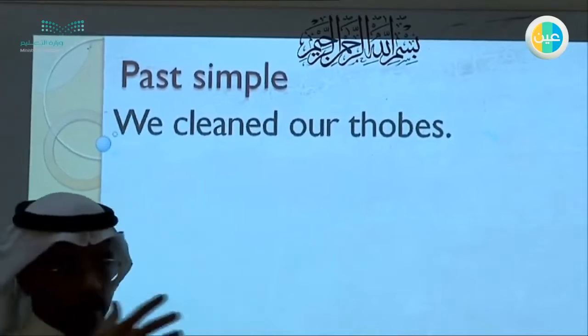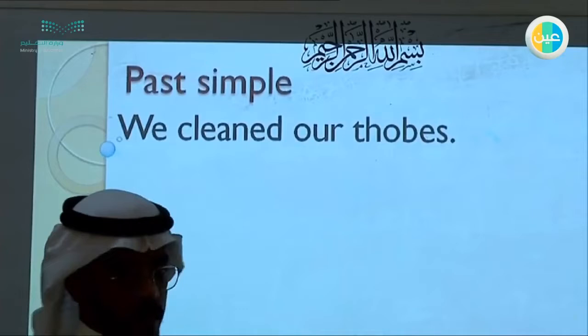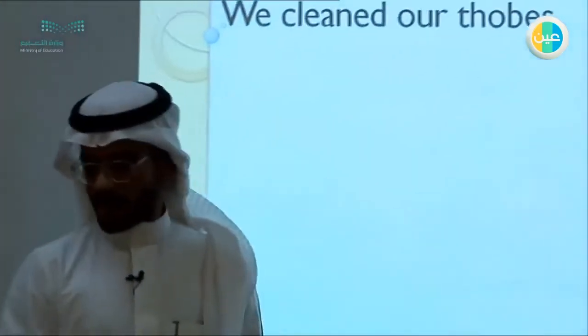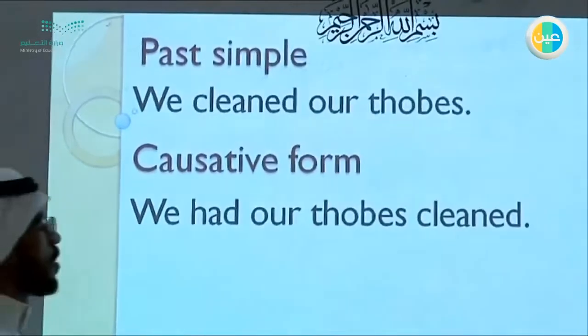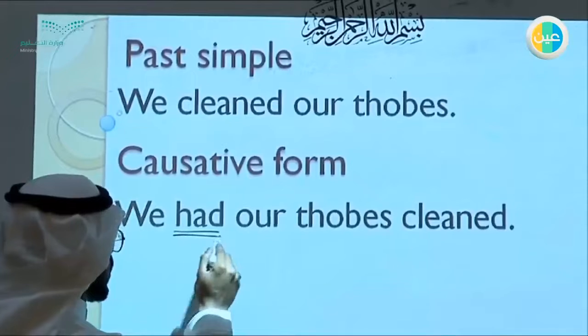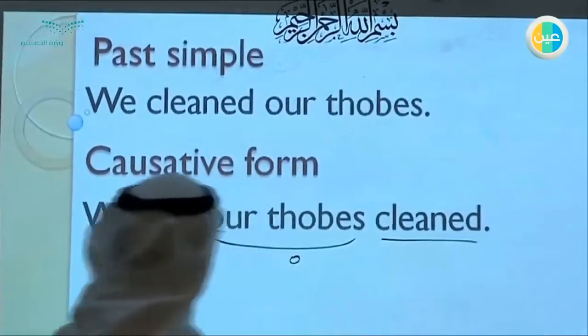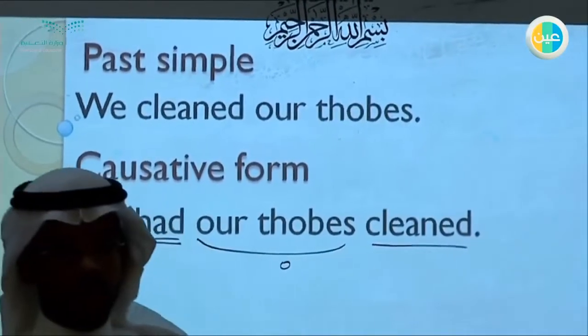Okay, how can we make it causative? Now think. Have in the past becomes had. We had. This is the object also. Cleaned, this is the past participle. We had our thobes cleaned.